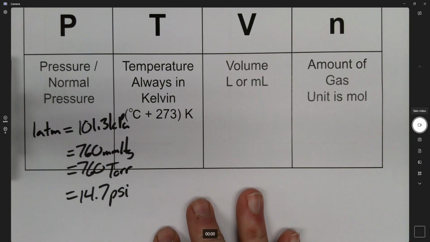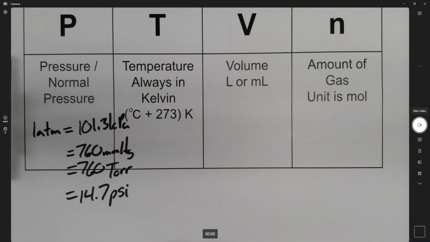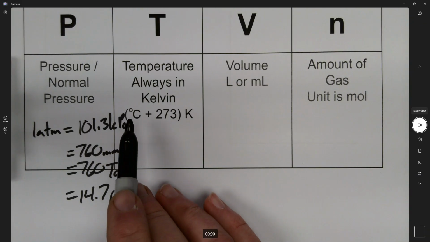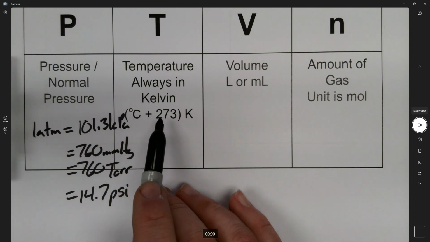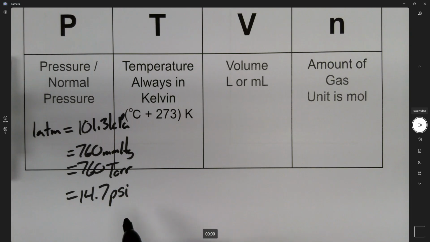T stands for temperature. Temperature has to always be put into Kelvin. Sometimes I'll give you Kelvin, sometimes I'll give you degrees Celsius. It will be on you to convert your temperature to Kelvin. All you got to do is take your Celsius degree and add 273 to it. And that automatically gets you into Kelvin.